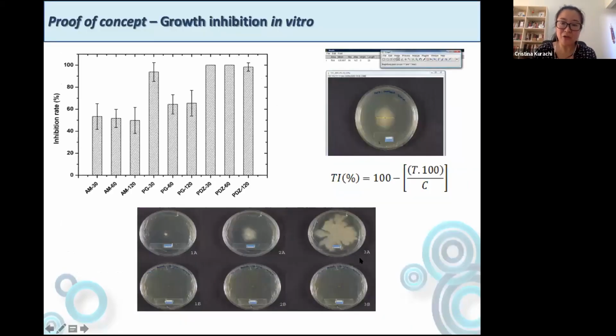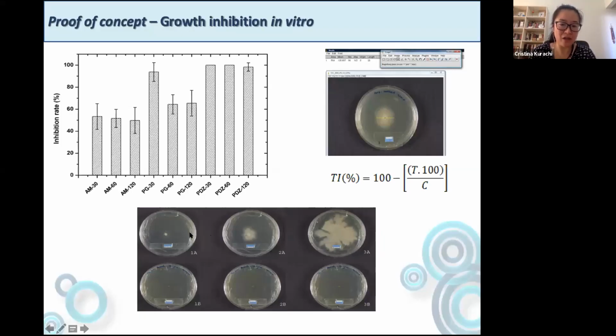So we first tried to check the best photosensitizer for the inactivation in vitro. We tried methylene blue, a porphyrin derivative, and also a chlorin. And those are the inhibition rates. The best result is the one where we controlled the growth of this Pythium in vitro.